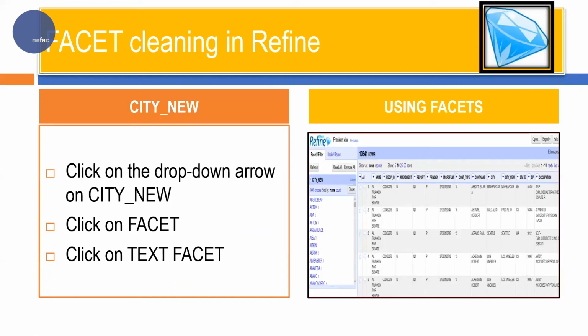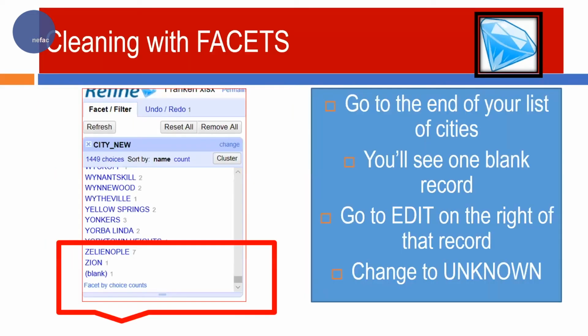And now here's where we can facet. This will help us clean if any of the cities are misnamed. They're the same city, but they're spelled slightly different ways. So if you go to your new city column, click the down arrow and click on facet and text facet, you'll see all of your choices, all of your cities, in this new facet box that pops up on the left-hand side. You'll see your blank rows. So you can check and see if any of those are misspelled, or if any of them are actually the same city and belong together.